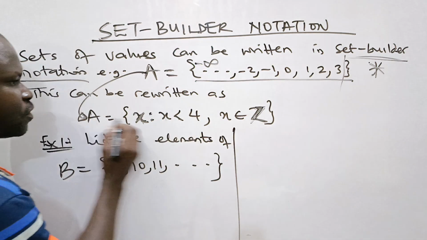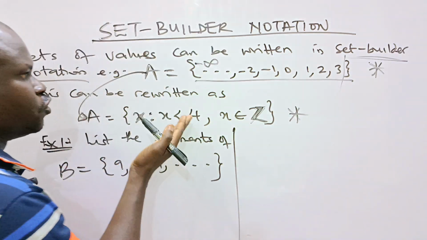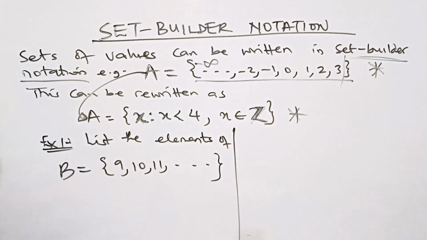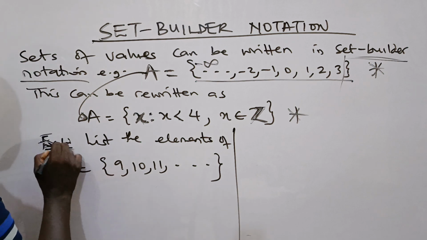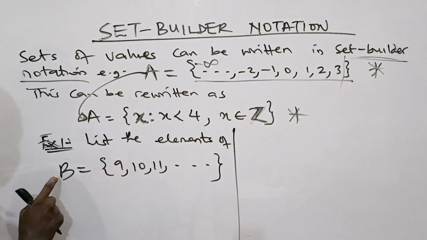So what if you are given A in this form? You should be able to write it back in this form. And that's what we are trying to say under set builder notation. So let's consider this example. Example 1. We are to list the elements of set B.